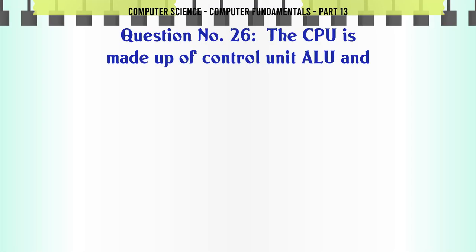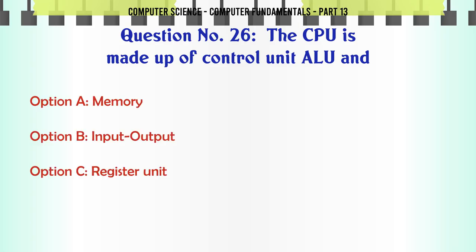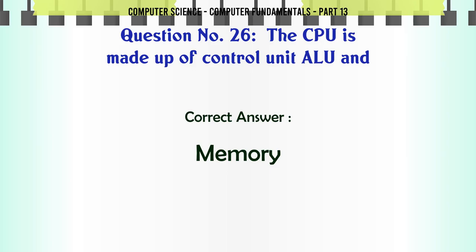The CPU is made up of Control Unit, ALU and A. Memory. B. Input-Output. C. Register Unit. D. All of the above. The correct answer is memory.